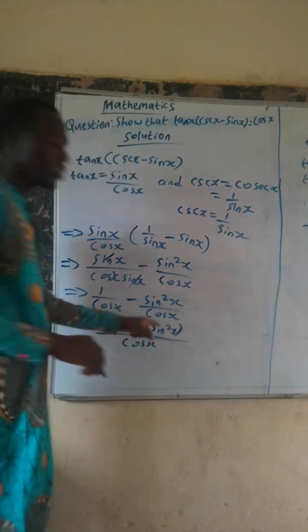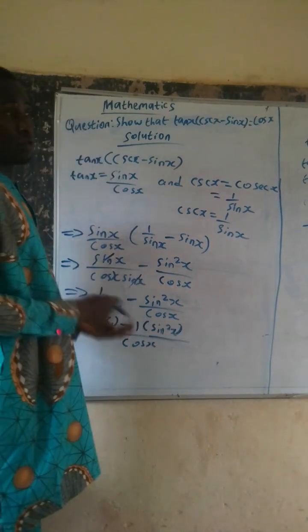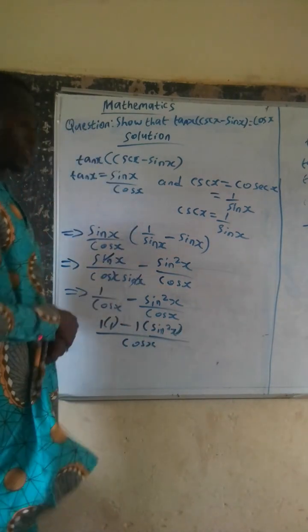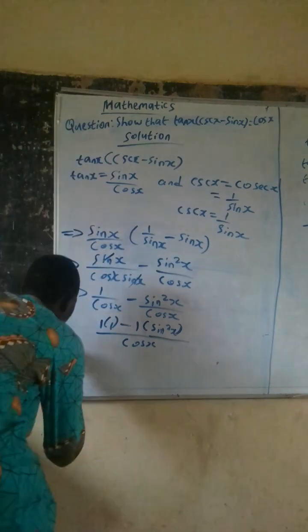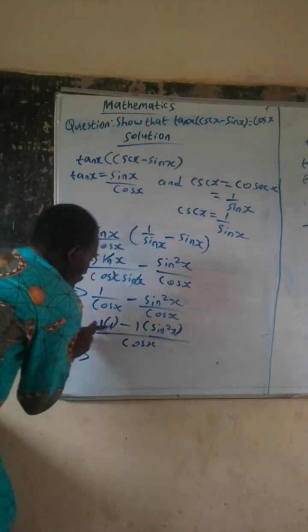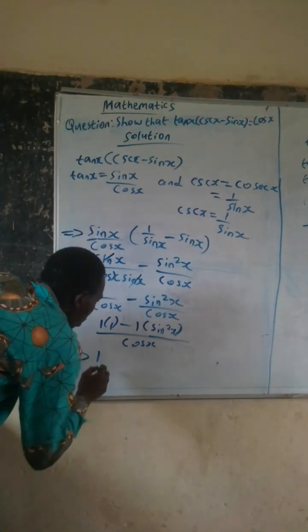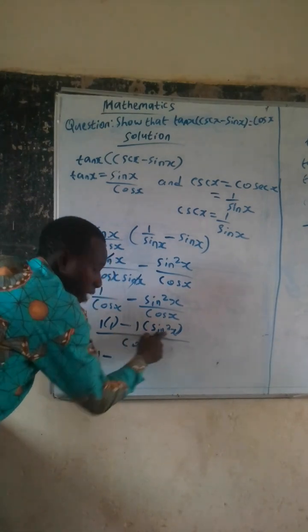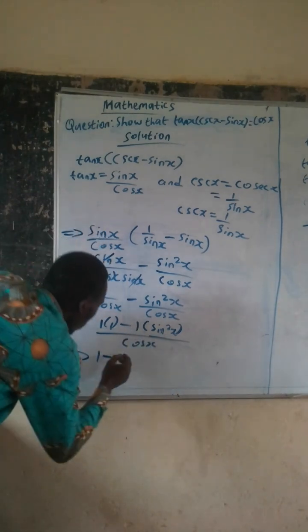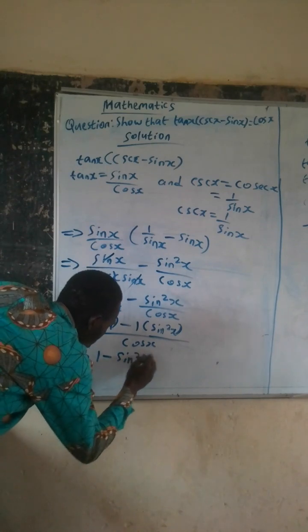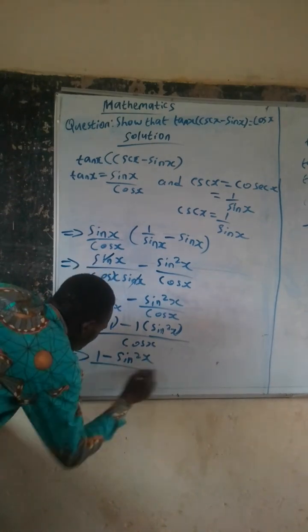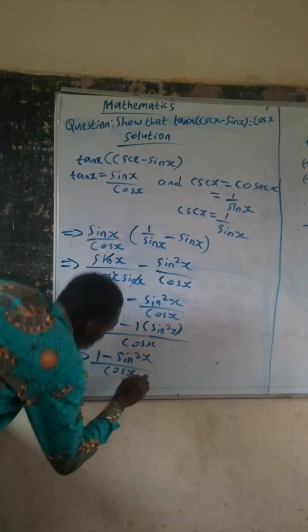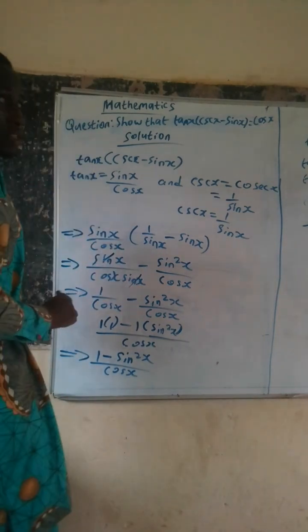So the reason why I put this in bracket is it shows that it is a sign of multiplication. Similarly, 1 multiplied by 1 is 1. And we have minus. 1 multiplied by sine square x is sine square x. We have divided by cos x. Have you seen that now?